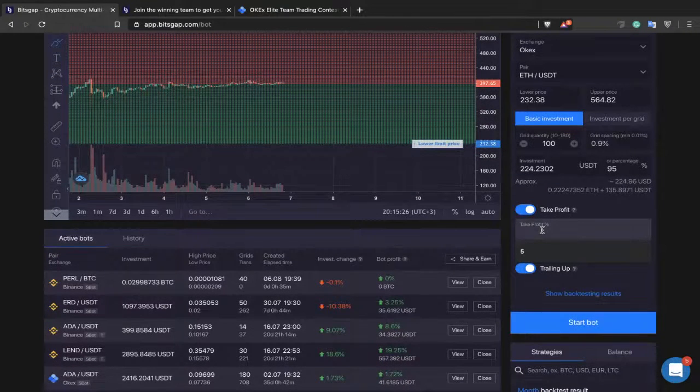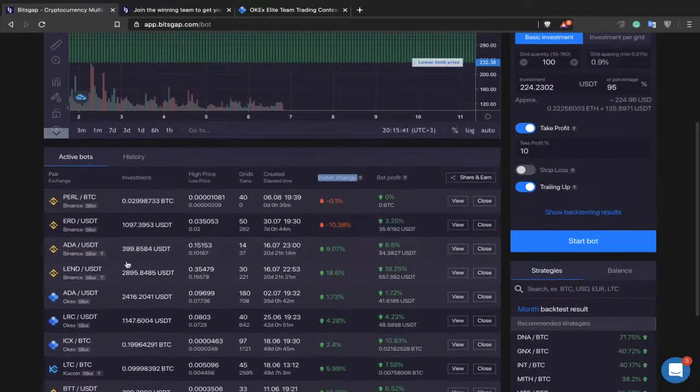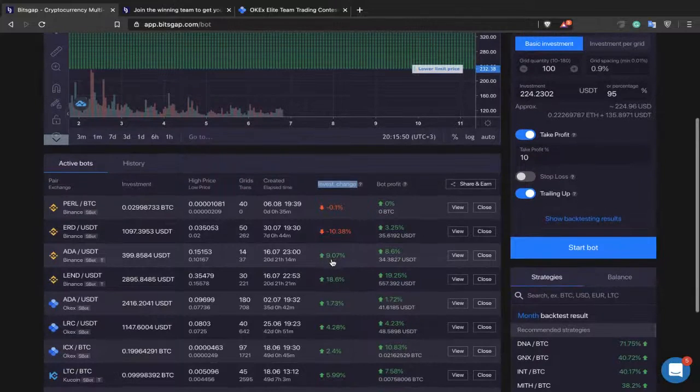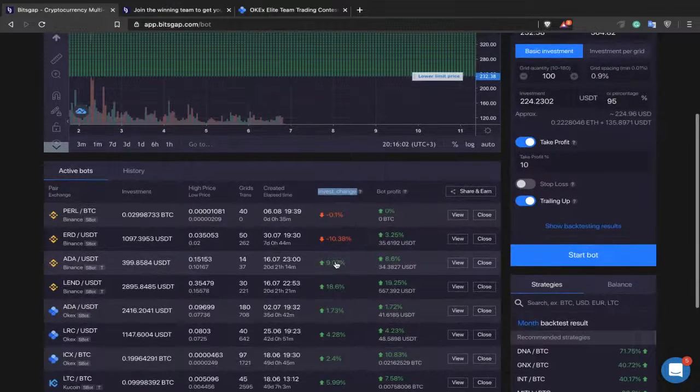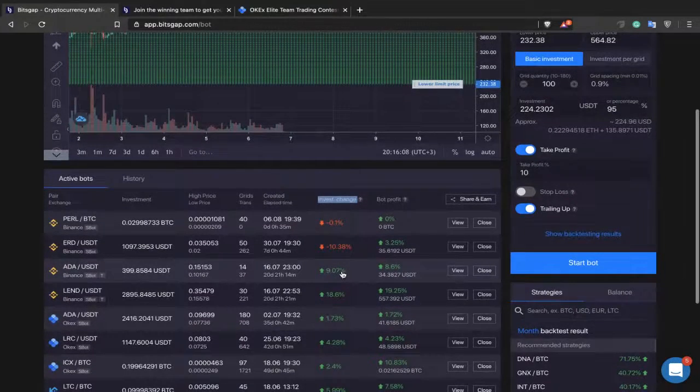set a preferred return. So let's say I want to exit the market as soon as the bot reaches 10% of the investment change. The take profit relates only to the investment change, not to the bot profit. So here you see that my Cardano trading to USDT is about to reach 10% of the investment change. As soon as it reaches 10%, the bot will automatically close. I mean, it will cancel it out, so it will basically sell all of the base currency at the current market price, and you will be out of the market.